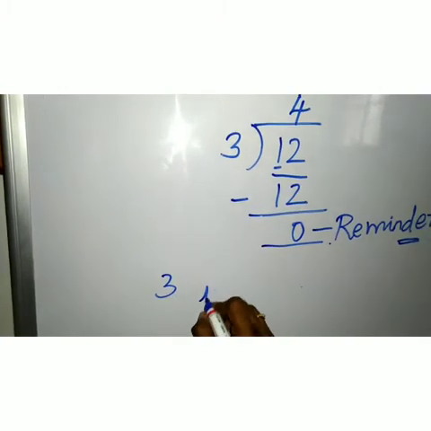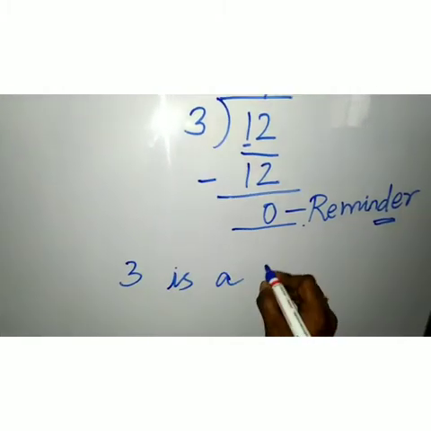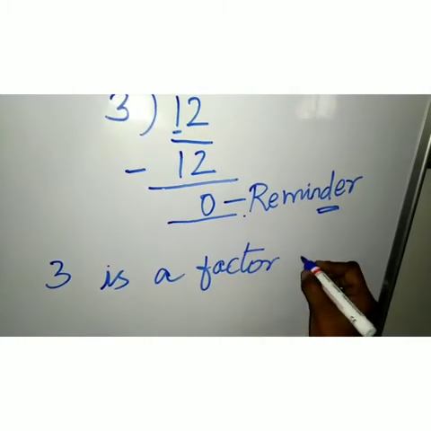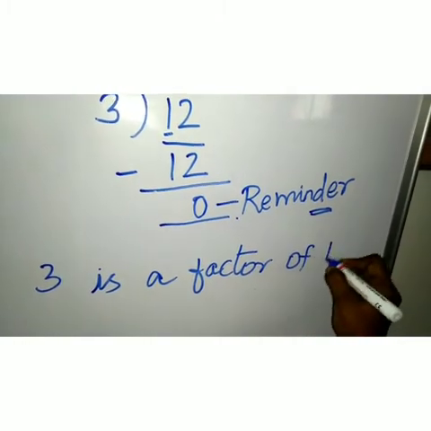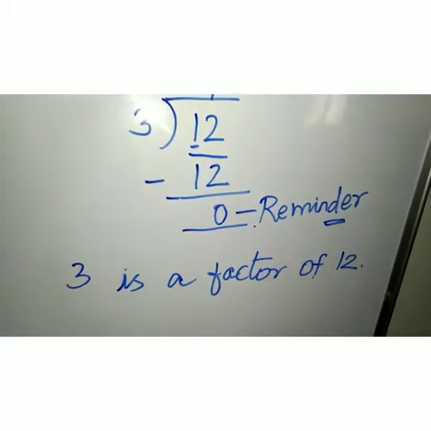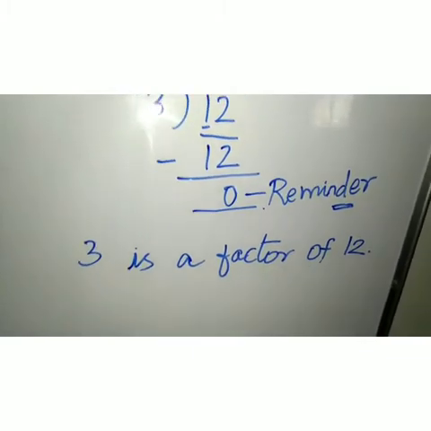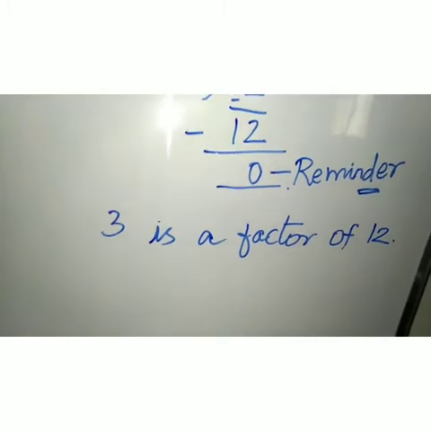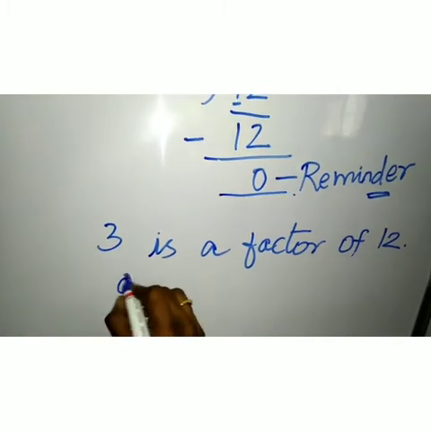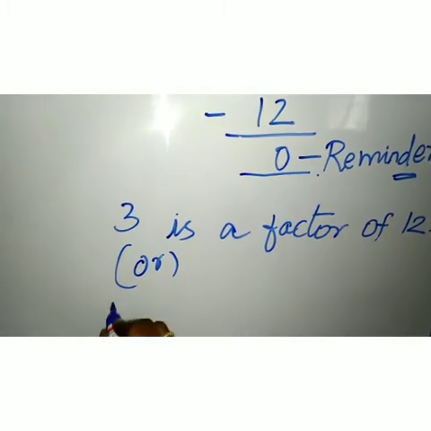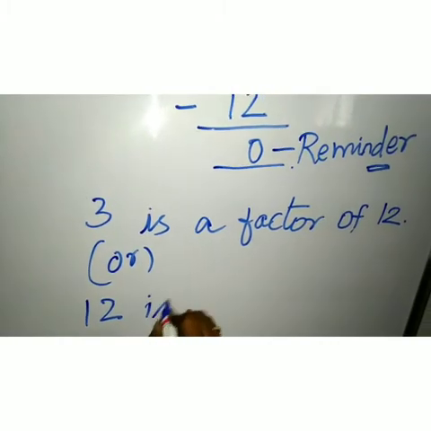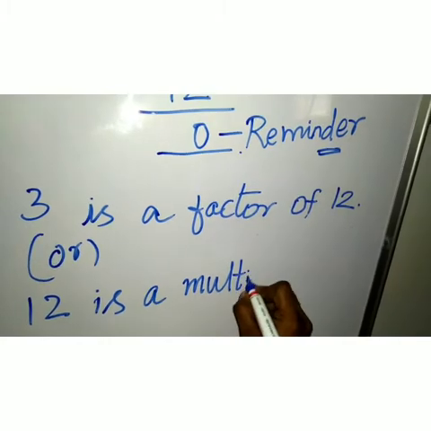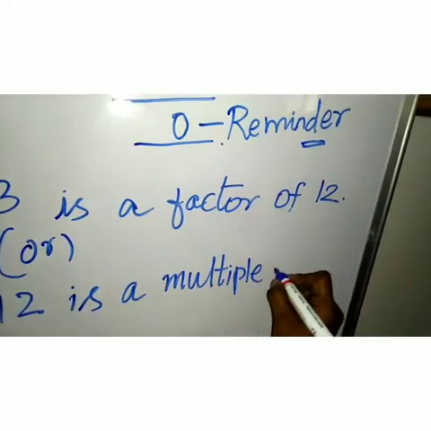If the remainder is 0, then 3 is a factor, or 12 is a multiple of 3. So listen carefully. 3 is a factor of 12 because we got the answer 12 by using the multiplication table. So 3 is a factor of 12, or we can say in another way, 12 is a multiple of 3.